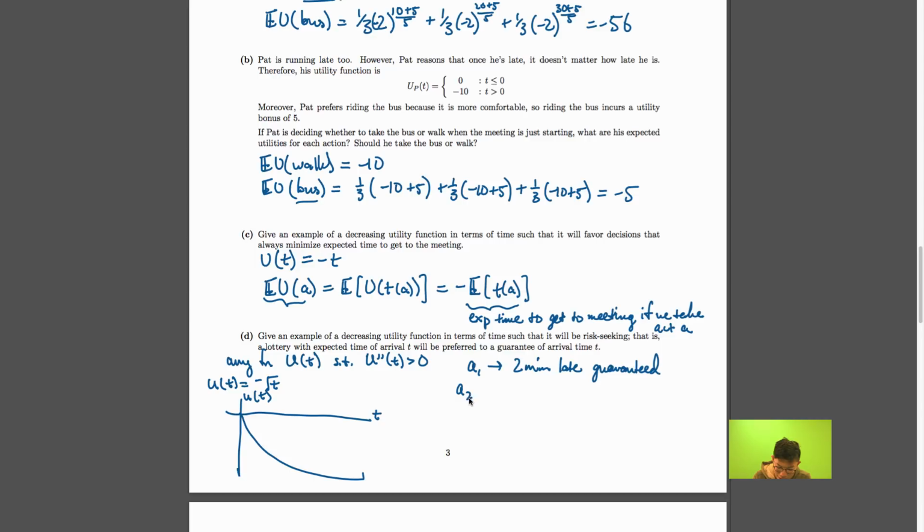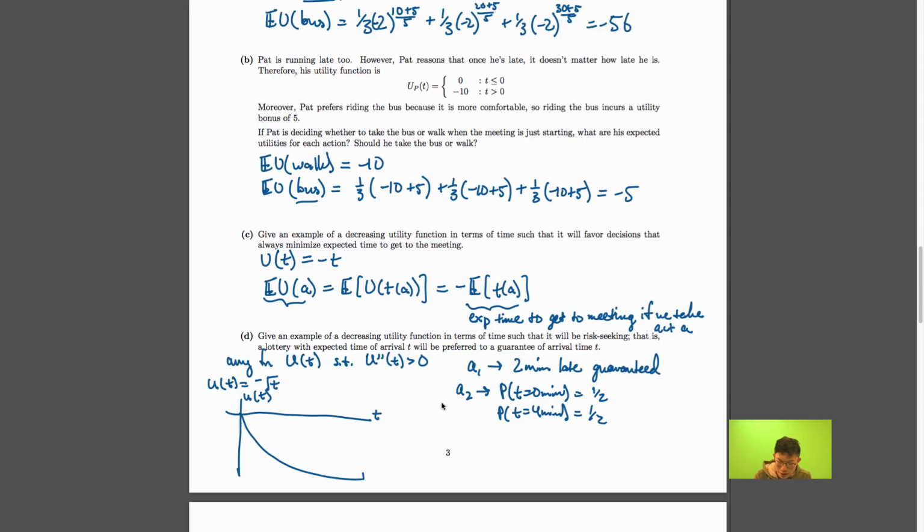Whereas action 2, the probability that you get there right on time is 1/2, and the probability that you get there 4 minutes late is also 1/2. OK, so the expected arrival time is still 2 minutes for action 2, as it is for action 1. But action 2 is more risk-seeking because it has a wider probability distribution over these two outcomes of getting there 0 and 4 minutes late.